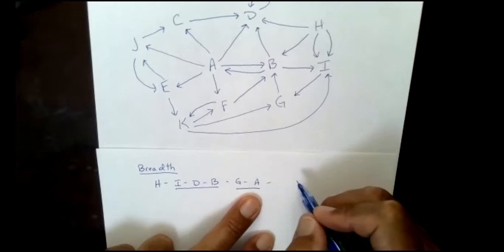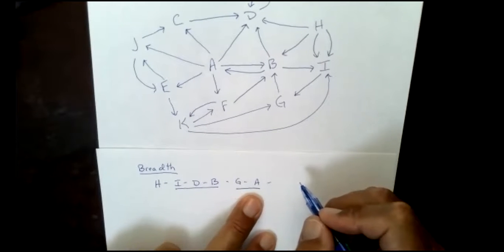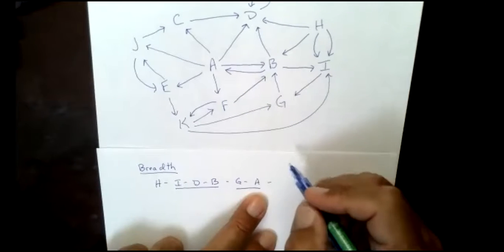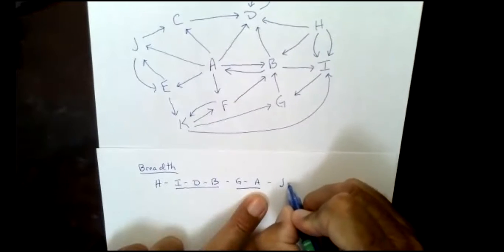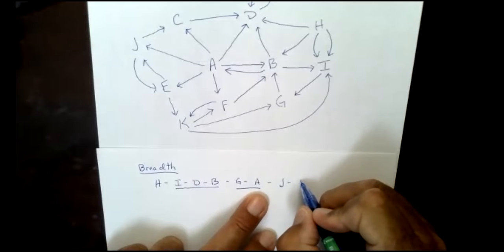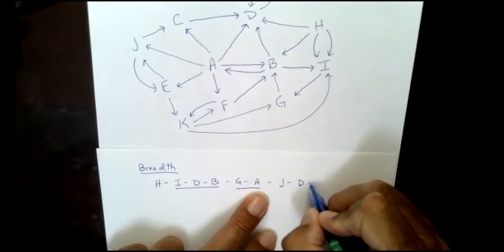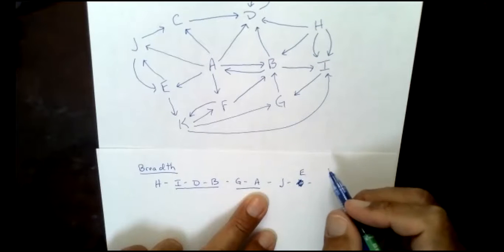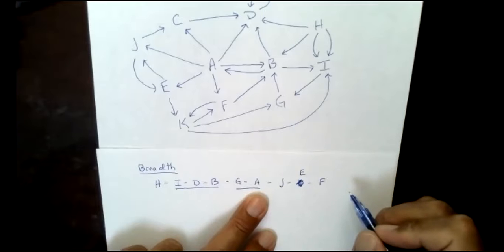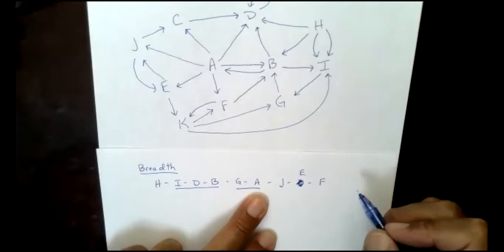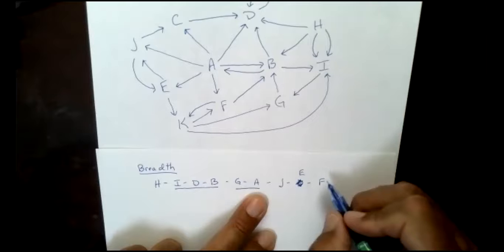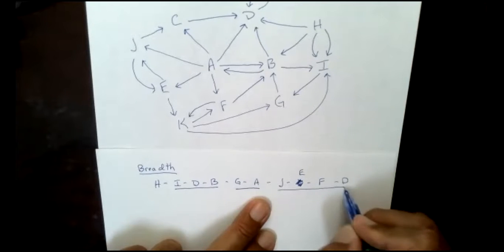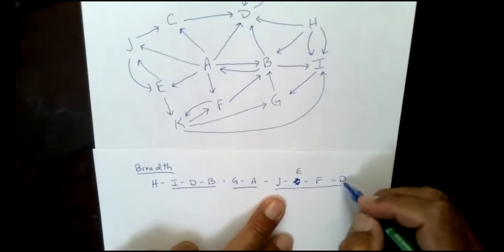A, where can A go? J. Where? I'm sorry. J. Yeah. Okay. Where else can A go? E. D. Where else? Oh, we already have a D. E. My apologies. Where else? F. I see your pattern here. Where else? C. B. I already have B. C and D. Thank you. We already have D from earlier. Yes, I do.